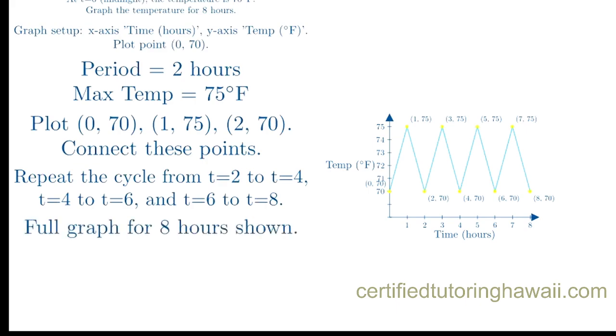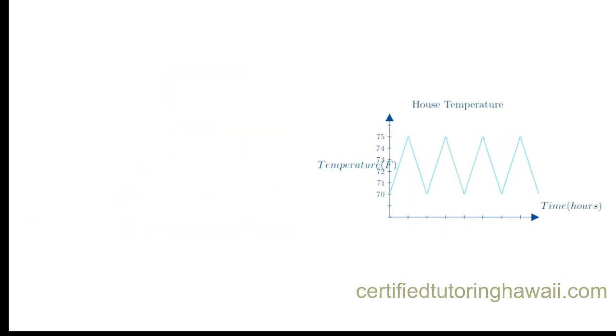By simply repeating the pattern of a single cycle, we can generate the entire graph for the specified duration. This is one of the most powerful and efficient ways to represent periodic functions. Now let's apply our second learning objective to the house temperature graph we just created. We want to describe the characteristics of this function just by looking at its graph.